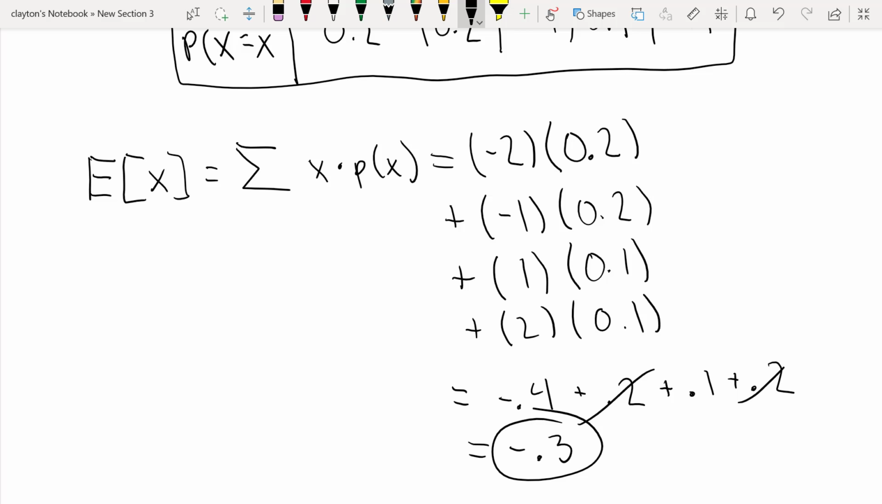Let's check it. Always good just to verify. Sometimes I do these a little quick. Number 20, -0.3, perfect.